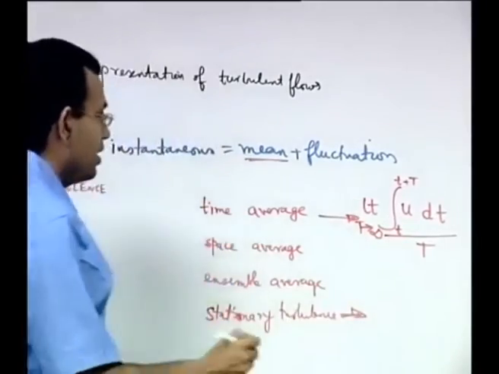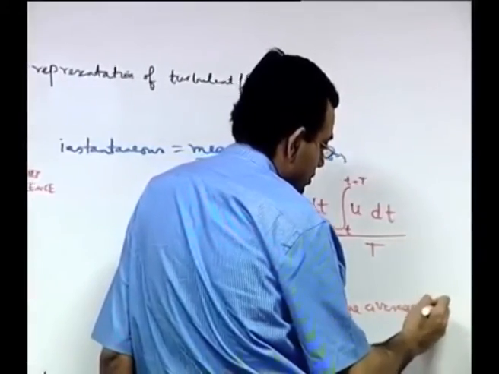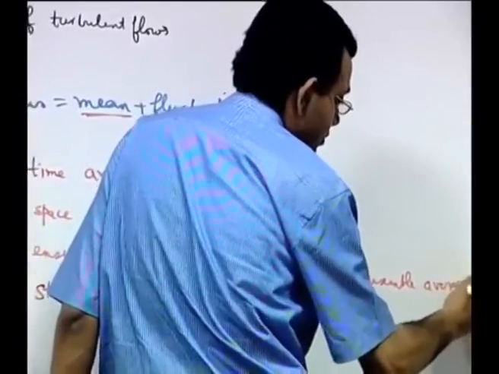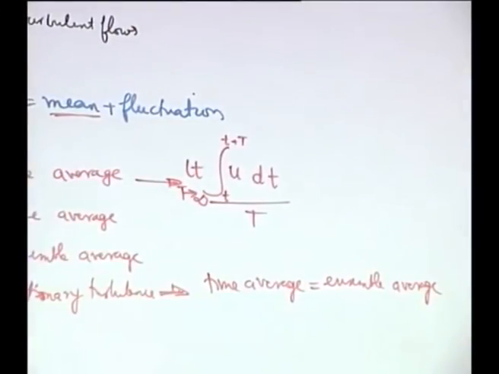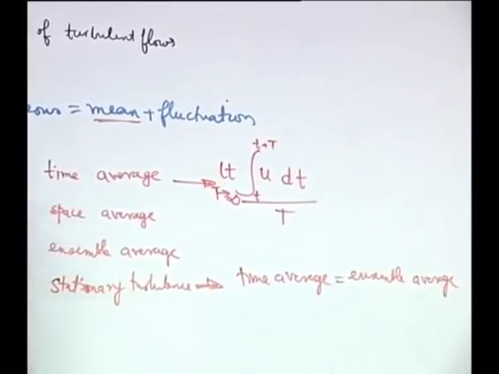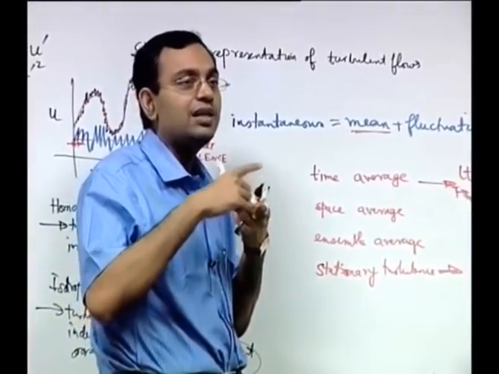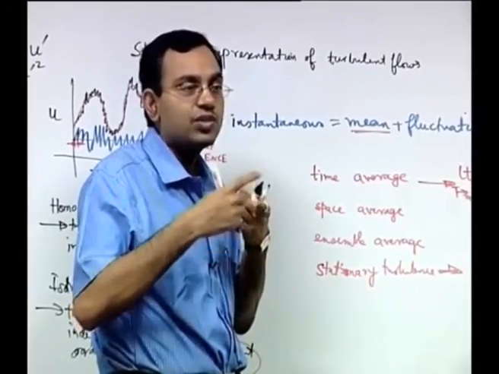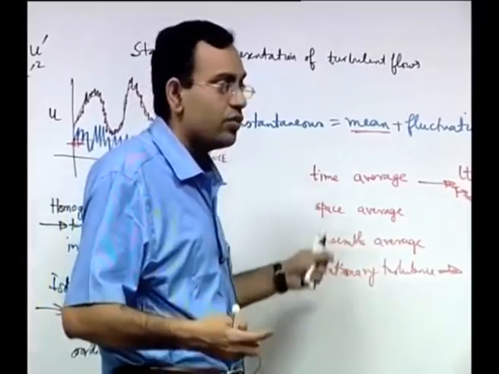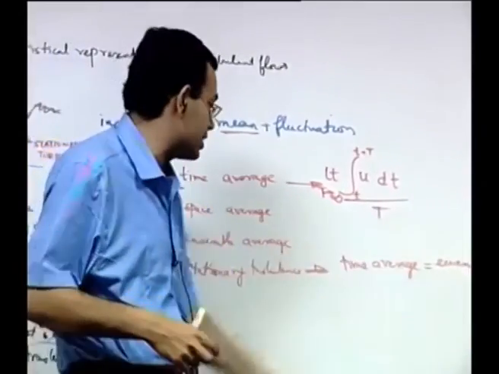If you have stationary turbulence, what will that imply? It will imply that the time average is equal to the ensemble average. Because if you have stationary turbulence, the turbulence statistics do not change with time. So getting a reading at a different time is as good as getting a reading for a different experiment. Averaging over time is as good as averaging over different random experiments. So time average equals ensemble average.